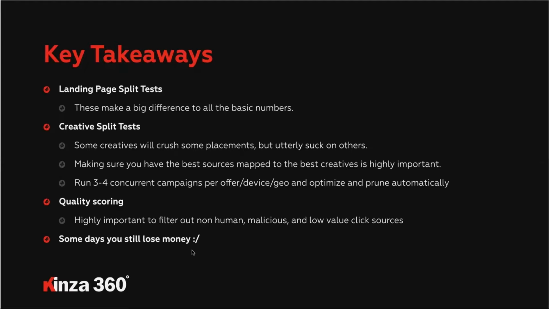And I told you, from the first campaigns, maybe you won't make a lot of money, but you're going to learn exactly the right placements, or you're going to learn about the demographics or the age or the country where the users are from. And all that information you can use for your next campaigns until you're profitable. And run 3-4 campaigns at the same time, per offer, device, geo, and optimize and prune automatically, because there are so many great automation tools, right? And quality scoring is highly important to filter out non-human, malicious, and low-value clicks.